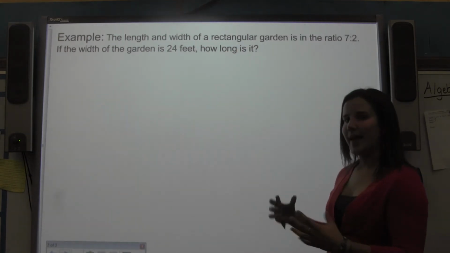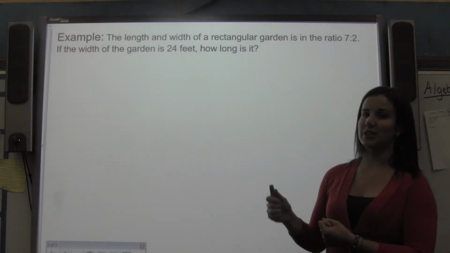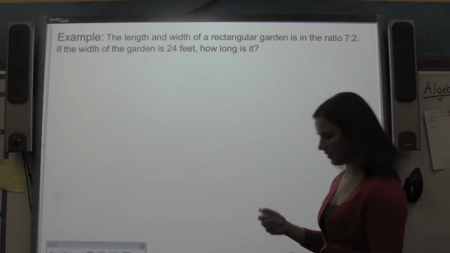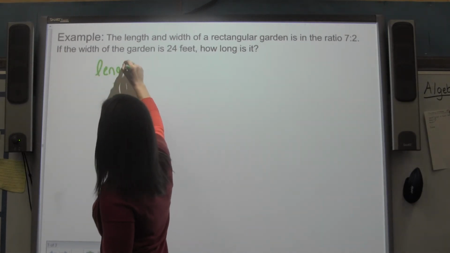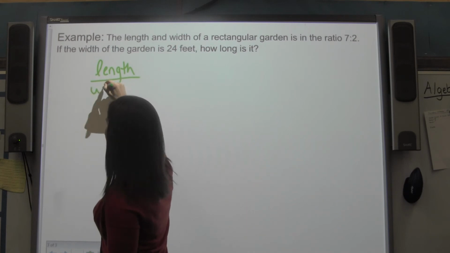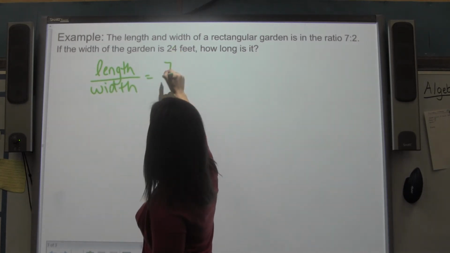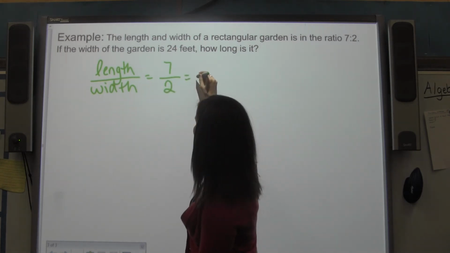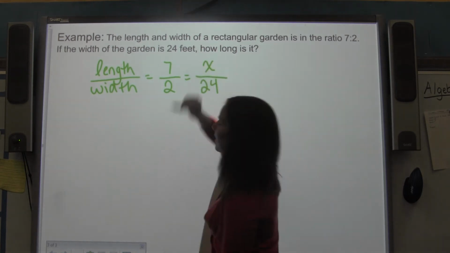In this last problem, I have a rectangular garden. The length and width have a ratio of 7:2, and I want to know if the width is 24, how long it is. So I'm comparing the length to width. The length is 7, the width is 2 in my ratio. Now I look at my width, which is 24, and the length is what I'm trying to find.